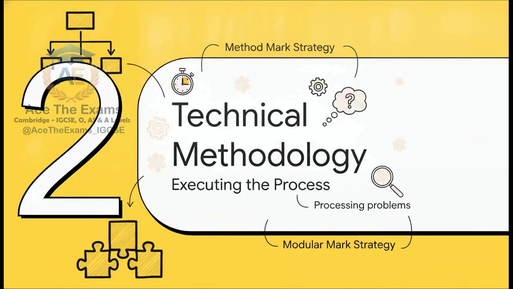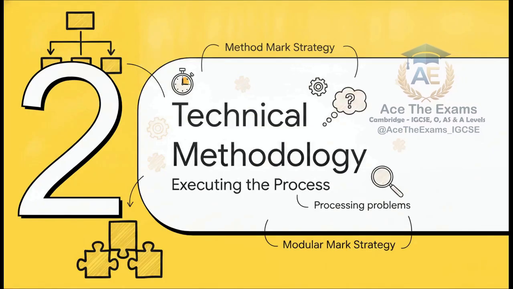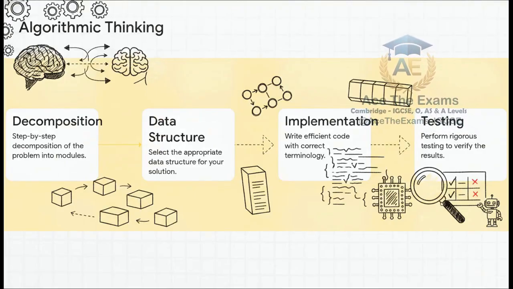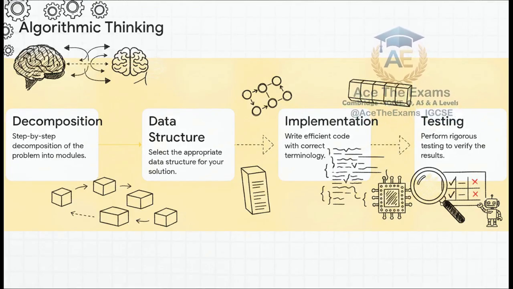All right, moving right along to Section 2, technical methodology. Executing the process. Listen closely. Algorithmic thinking is practically a formula. It relies on a strict, unbreakable four-step sequence for data interpretation and module building.